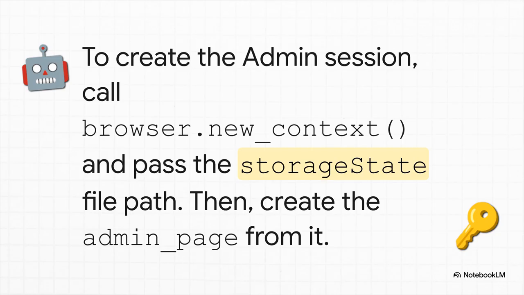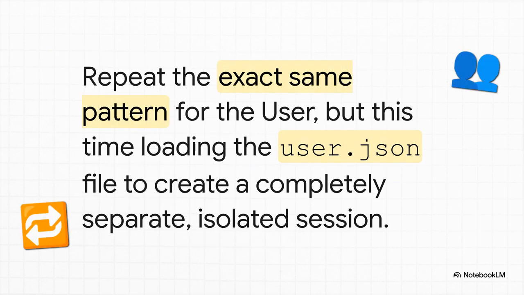Now, let's look at the code for the admin. It's way cleaner than you'd think. You just call browser.newContext and you pass in the path to your admin.json file. That's it. From that now authenticated context, you create your admin_page and it is fully logged in and ready for action. And what about the second user? Well, it's the exact same pattern. We create another context, user_context, but this time we point it to the user.json file. This spins up a totally separate, completely isolated session. And just like that, we have admin_page and user_page. 2 different authenticated users living together perfectly inside one single test.